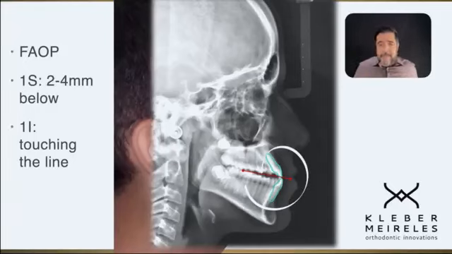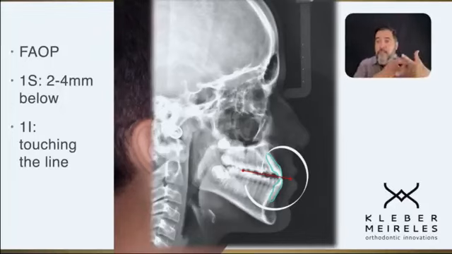Let's see one case, and I'm going to give you another concept of how to treat a class 3 case. Class 3 cases are not horizontally treated. They are mostly vertically treated. When we correct the class 3 by means of extrusion of posterior teeth, class 3 elastics are going to do that.